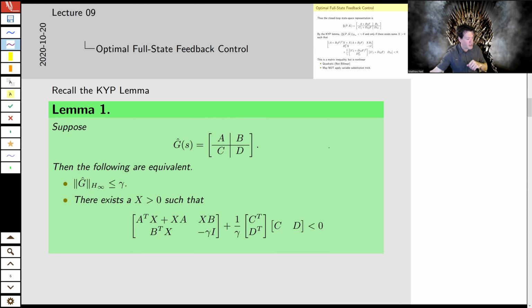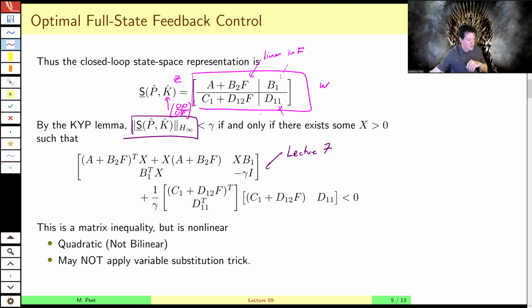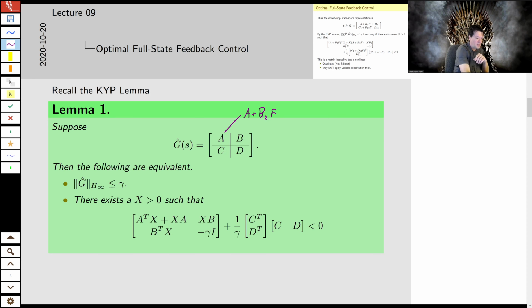And I believe you can just recall the KYP lemma from lecture 7. Well, what has changed here? The only thing that's changed is A has become A plus B2F. C has become C plus D12F, I believe. D is D11, and B is B1. I believe that's right. Yes.